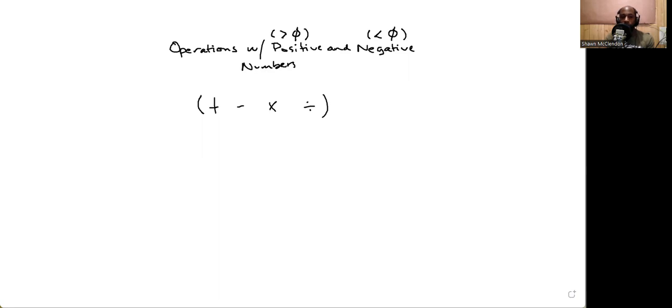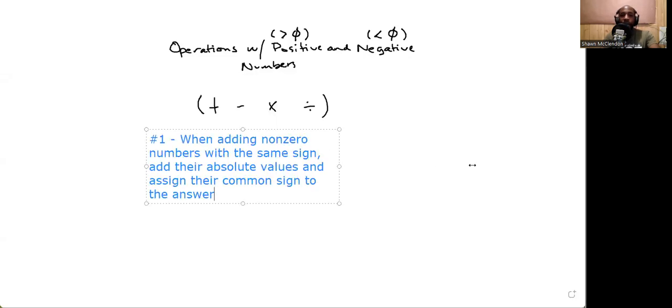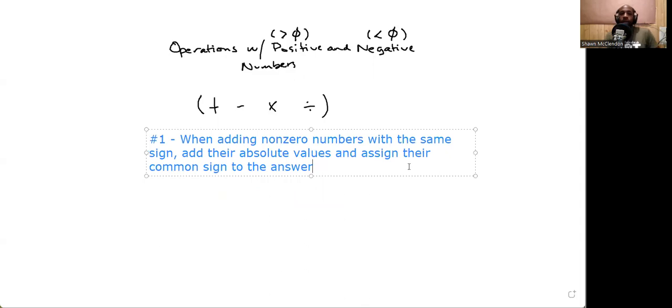All right, so first of all, let's take this in mind right here. Number one, hold on one second. All right, so number one is this. When you are adding non-zero numbers with the same sign, that means both of the numbers are positive or both of the numbers are negative, then you add their absolute values and assign their common sign to the answer.